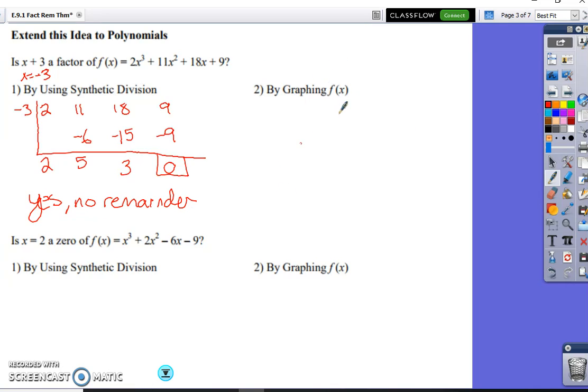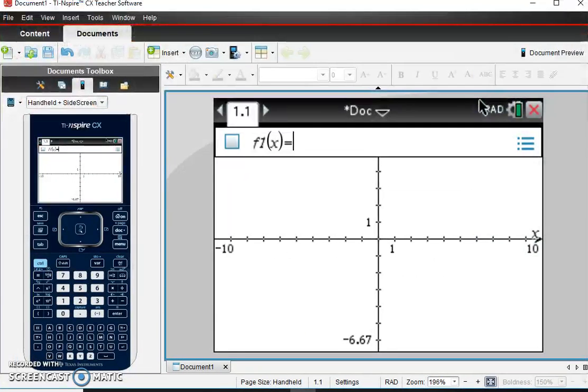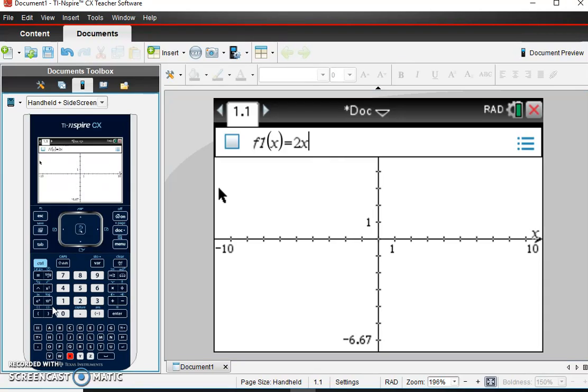Okay. To see that by graphing, we're going to pull out our graphing calculators. If you have your graphing calculator with you, obviously it helps for you guys to look at them. But all you're doing here is graphing the f of x function. So we're going to type in that function. Go ahead and do that now.